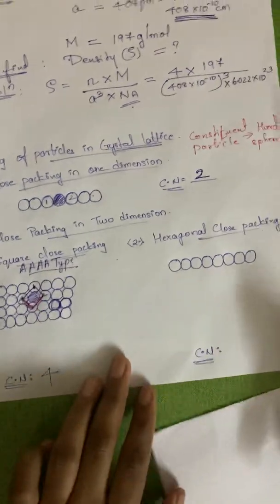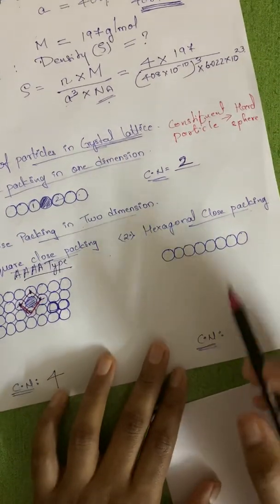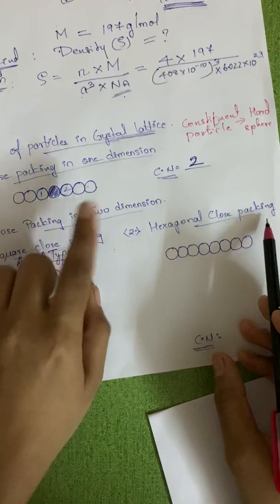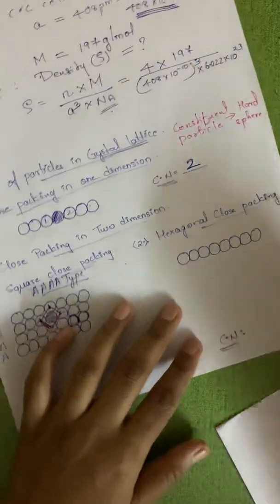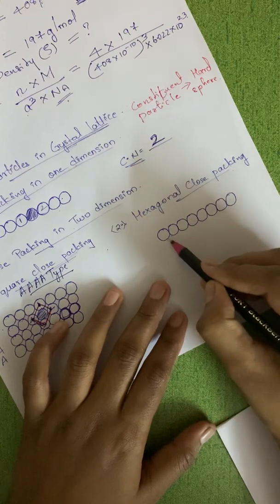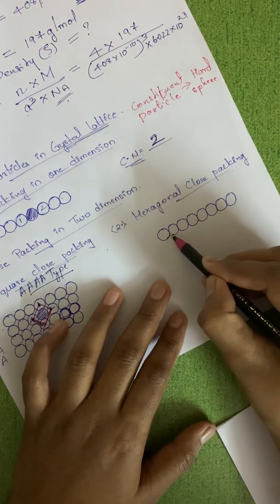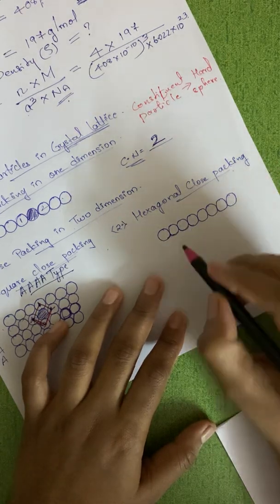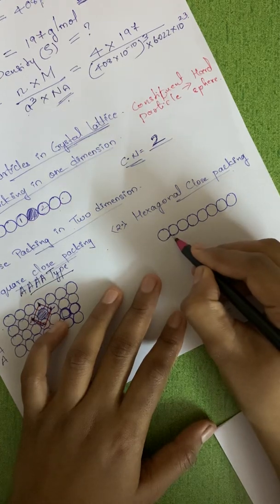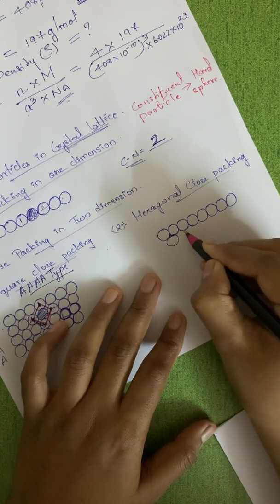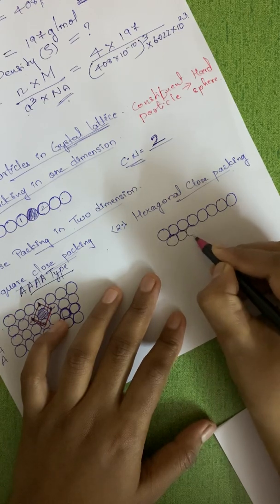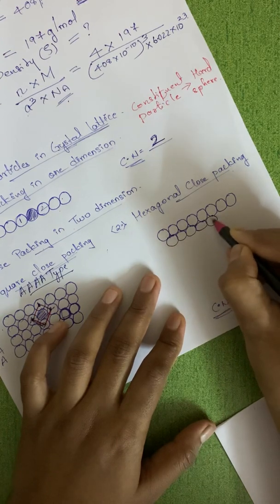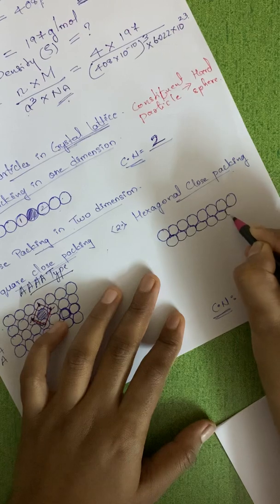Now we will see the hexagonal close packed structure. To understand it, I have to take many one dimensional rows. I have taken that. Now I have to arrange them in such a way that, you can see there is a depression in the first row, one depression in each row. I'll keep the second row in such a manner that it will cover the depression of the first row.